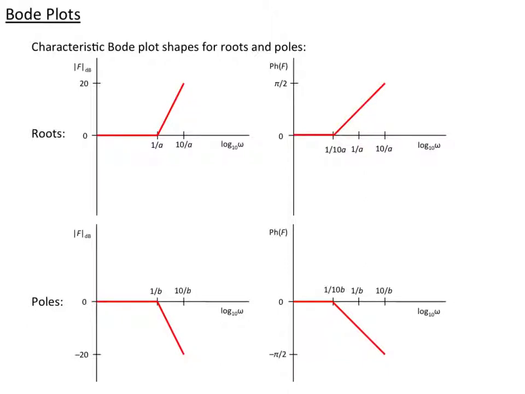The poles just do the exact opposite. I start at a pole, I start along, I hit my pole, and I start going down at minus 20 decibels per decade, and I make a phase change of minus pi over 2.